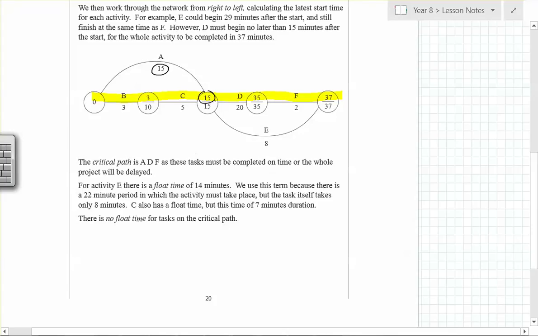Okay? And then once A has been done, D can be started. D takes 20 minutes, 35, before F can start. Now that happens after 37 minutes. Okay, so it can be finished after 37 minutes. Okay, because 20 and 2 are more than the 8. Right, so we had that.